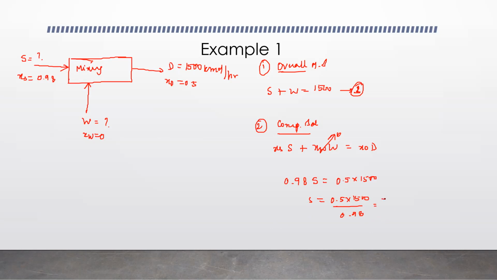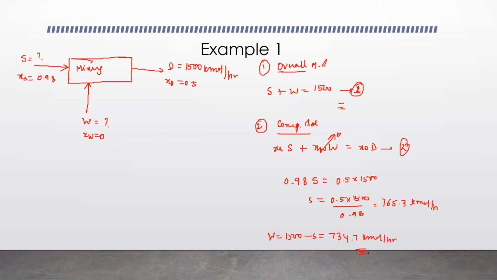So on solving this particular equation, we get sulfuric acid S is equal to 765.3. The unit is going to be the same as D. Then using the first equation that we formed, we are going to find W. So W is nothing but 1500 minus S. S is 765.3. Hence, W is going to be 734.7 kilomole per hour. So this was all. That was the solution for example number 5.